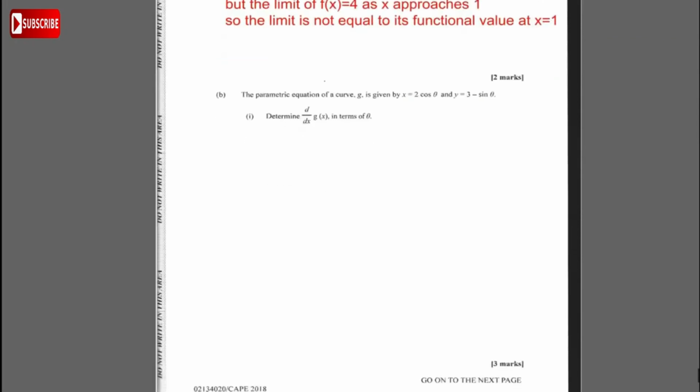Next part. It says the parametric equation of a curve is given by x equal 2 cos theta and y equal 3 minus sine theta. Determine the derivative of g of x.